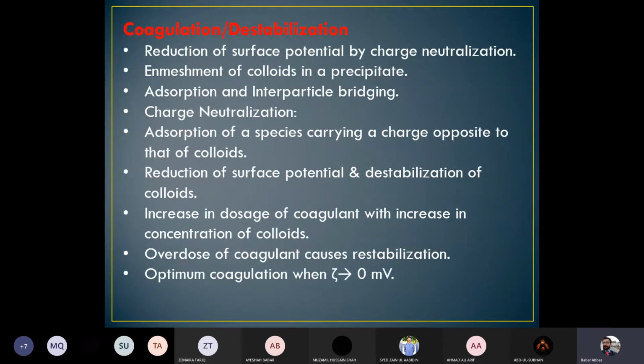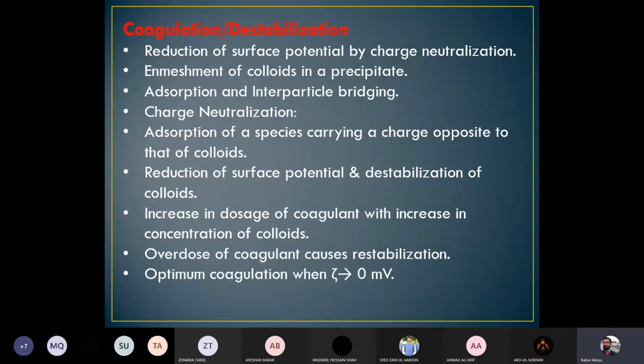Coagulation is also called destabilization. What is destabilization? We know that the colloidal particles which were not able to settle down in the water were stabilized at their positions, and now we have to make them destabilize. That's why we add a chemical called a coagulant, and coagulation is also called destabilization because it results in the destabilization of the suspended particles from their positions.